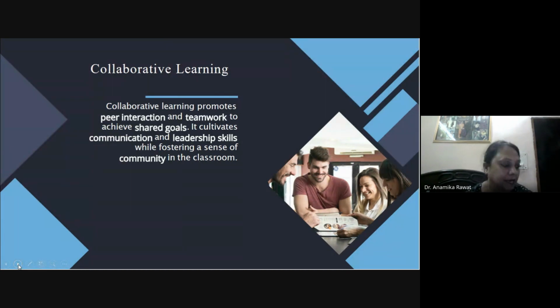Next one is discussion groups. Writing groups means they are writing about a particular topic. Discussion groups are, for example, GD, group discussion. We will give them a topic and they have to discuss it in a simple way.